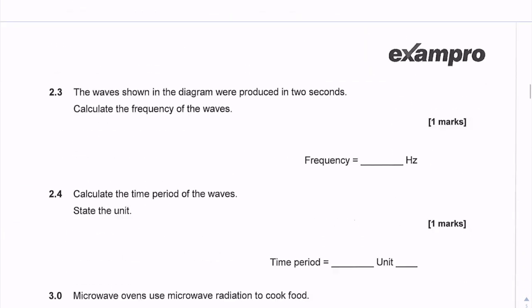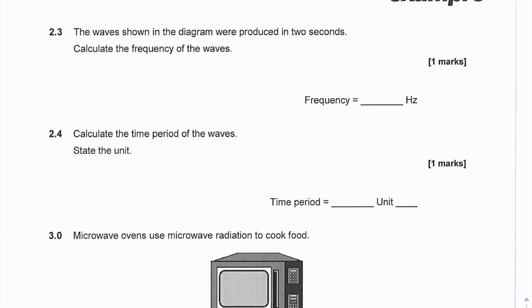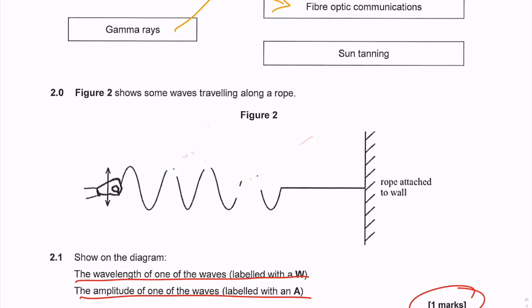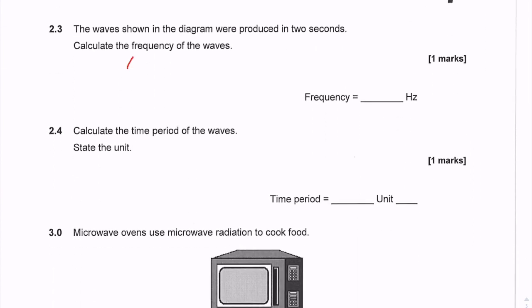Okay, the next question. The waves shown were produced in 2 seconds. Calculate the frequency of the waves. Well, you have to go back to the diagram. Let's clear some space here. You have to look at how many waves you've actually got. From here, 1 whole wave to here, that's one wavelength. That's 2 wavelengths. Then we've got 3 wavelengths. Then we've got 4 wavelengths. So you've counted 1, 2, 3, 4 waves. There's 4 waves in 2 seconds, which gives you an answer of 2.